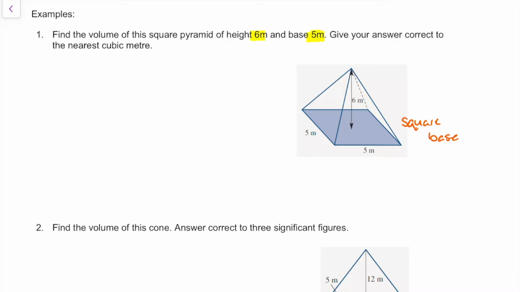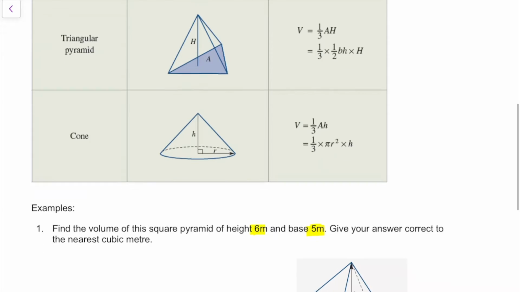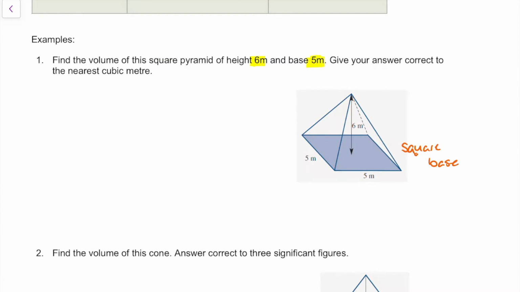So now we can use that very top formula, the one here for question 1. We're going to start with V equals 1/3, because as we said before, this pyramid is only taking up a third of the space of a regular prism, times AH, which is our volume of a prism. So we have times S squared for the side squared for the area, times the H, the perpendicular H.